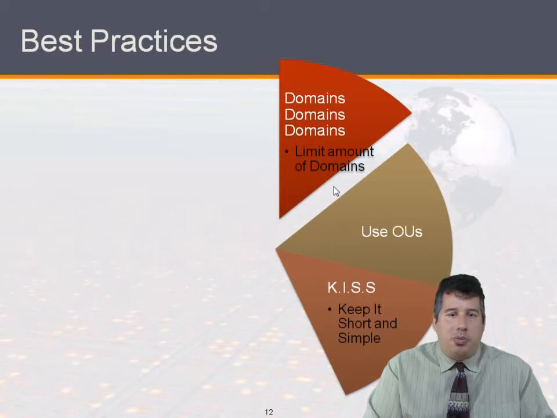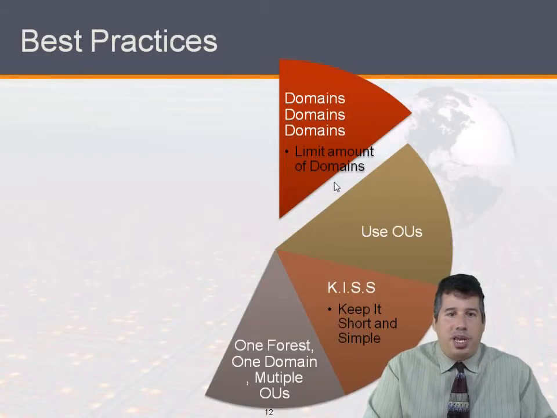KISS. What we're saying here is Microsoft recommends that you have one forest, one domain, using sites for your different IP subnets. Keep it simple. One forest, one domain, multiple OUs. So we can use geographical OUs. We can say North America. North America has what? Well, it has USA and it has Canada. We could have Europe. Within Europe, we could have Germany, Italy, and so forth.